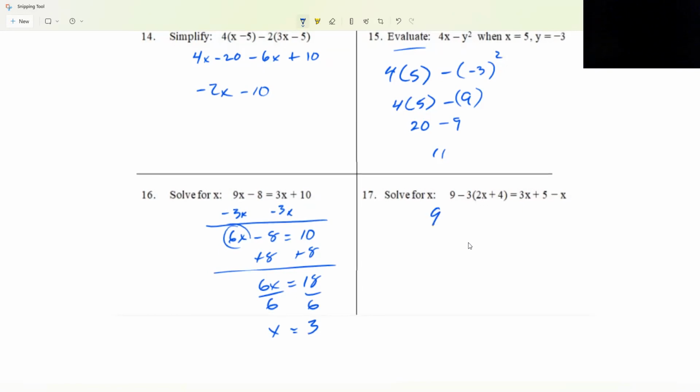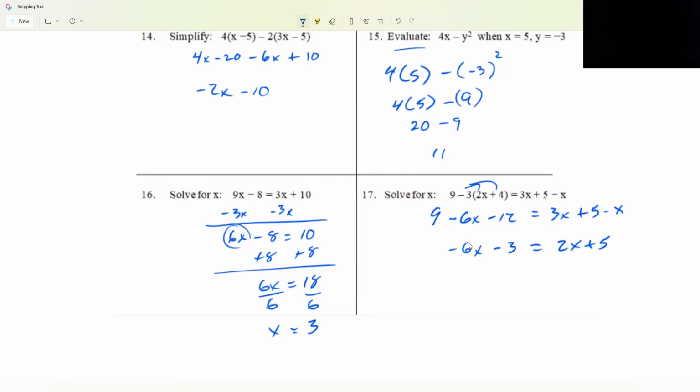So you're going to say that. So -3 times 2x is going to be -6x. -3 times 4 is -12. 3x plus 5 minus x. Okay. Combine like terms, so I've got negative 6x, 9 minus 12 is going to be minus 3. This side, 3x minus x is going to be 2x plus 5.